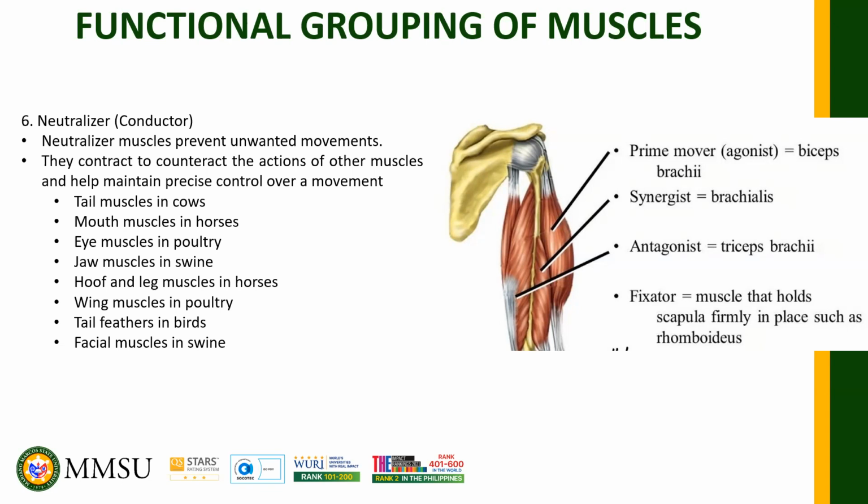Then number 3, eye muscles in poultry. So merong complex na eye muscles na nag-aalaw sa mga chicken na makapag-control ng movement ng eyeball. So yung mga neutralizer muscles, they ensure that the bird can fixate its gaze on specific points and it could prevent involuntary eye movements that usually might disrupt their ability to detect predators or find food. Okay? And then another one is the jaw muscles in swine.